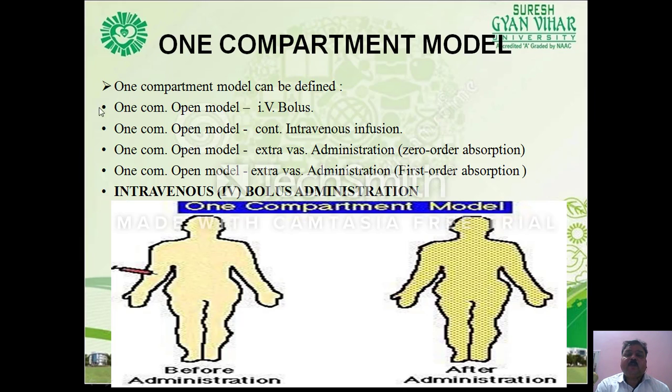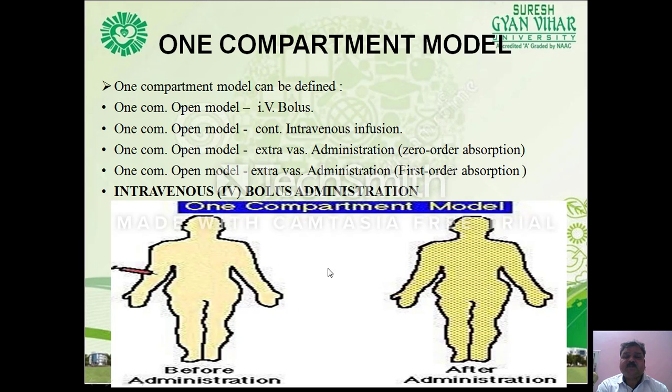One compartment model can be defined. One compartment open model, IV bolus, intravenous bolus. Bolus means the drug is given at a stretch. One compartment open model, that is continuous intravenous infusion. Infusion means the drug is given drop by drop, like the intravenous infusions available. One compartment open model extravascular administration, that is zero order absorption. And one compartment open model extravascular administration with first order absorption.